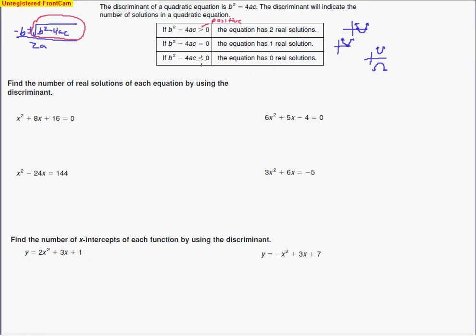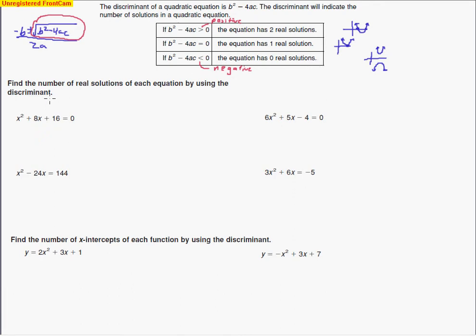If b squared minus 4ac is less than 0, that means we have a negative number. You can't have a negative number underneath the radical sign, so we wouldn't get real solutions. That's when we say there are no real solutions, or zero real solutions. So that's what we're looking at.